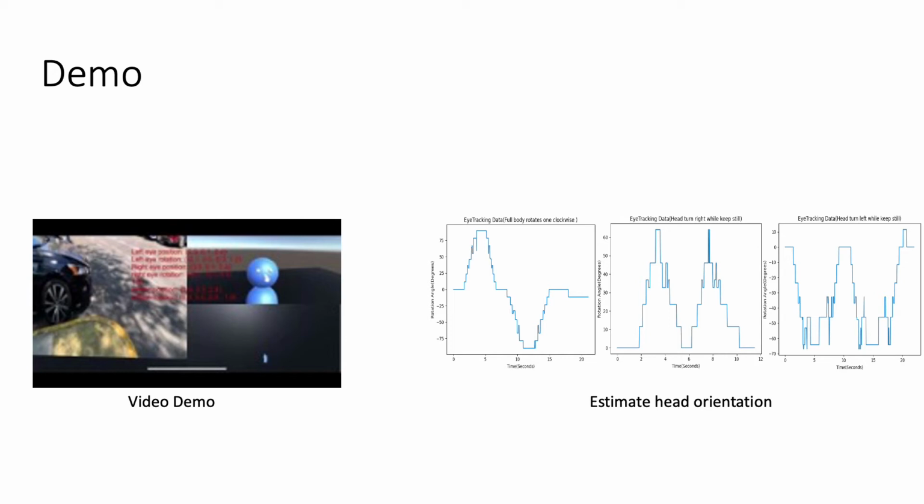The line charts show experimental results. They are my face heading directions with respect to time, when I move my face in different directions. For instance, the left chart shows the head moving angles when I rotate my head clockwise and hold the cane still. The result is very accurate.